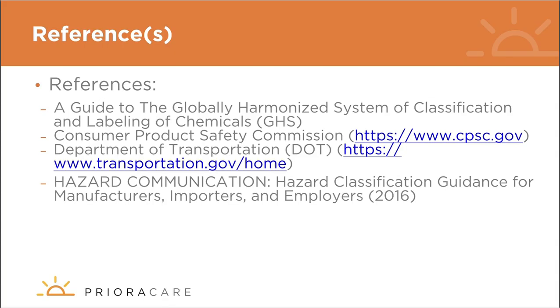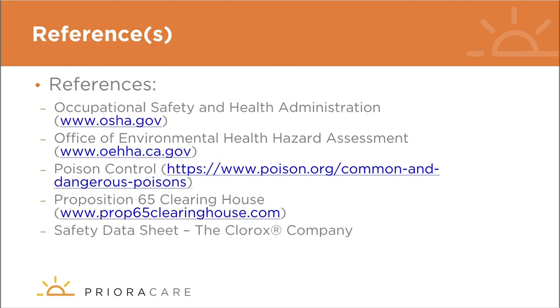Some of the references used in this training include a guide to the Globally Harmonized System of Classification and Labeling of Chemicals, or GHS, as well as information from the Consumer Product Safety Commission, the Department of Transportation, and a document called Hazard Communication, Hazard Classification Guidance for Manufacturers, Importers, and Employers from 2016. Additional references included information from the Occupational Safety and Health Administration, the Office of Environmental Health Hazard Assessment, Poison Control, the Proposition 65 Clearinghouse, and a safety data sheet from the Clorox Company.